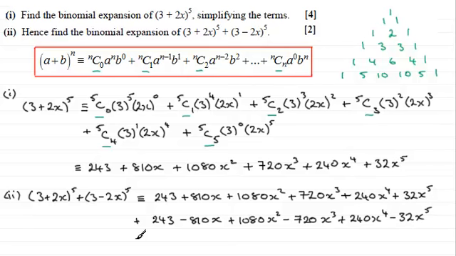So that when we add these two terms together, we're just going to get these two added, which is going to be 486. These two will cancel. These two added gives us plus 2160 x squared. These cancel. Adding these two together gives us plus 480 x to the power 4. And then the last two terms, well, they cancel out.